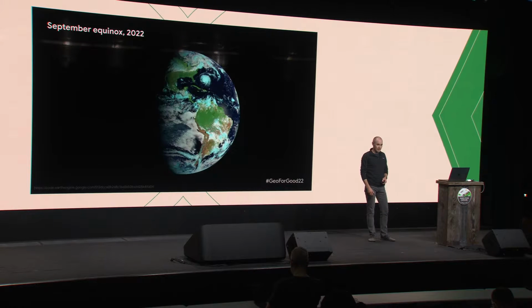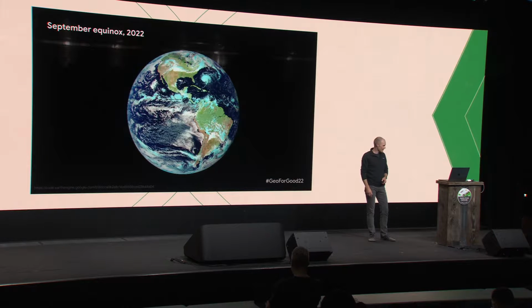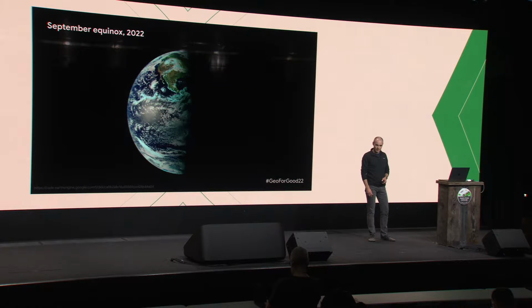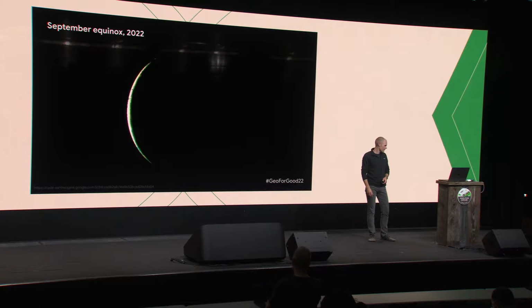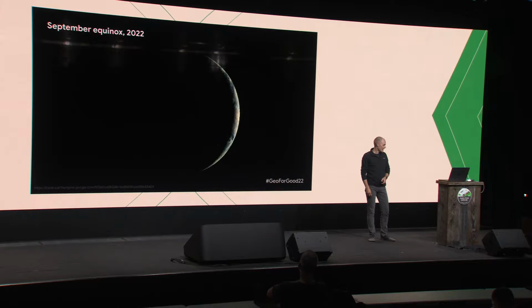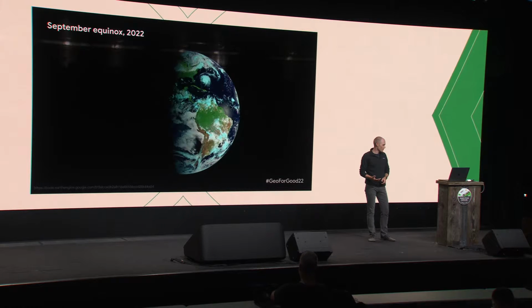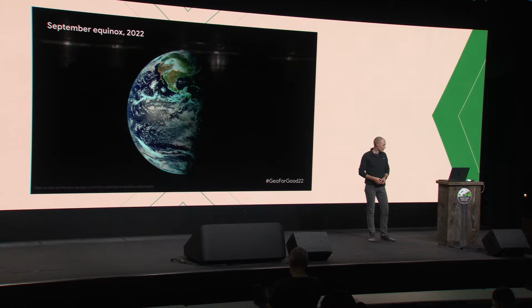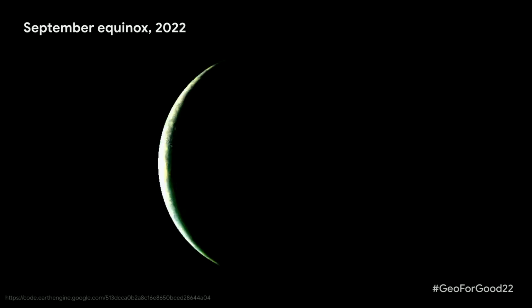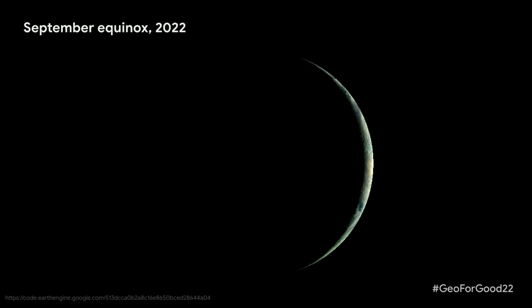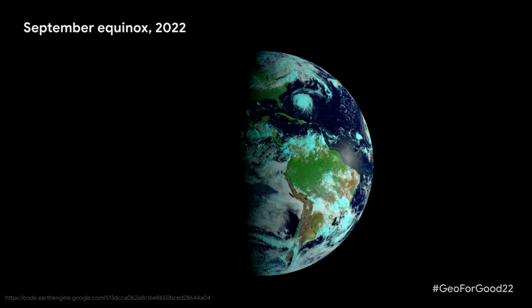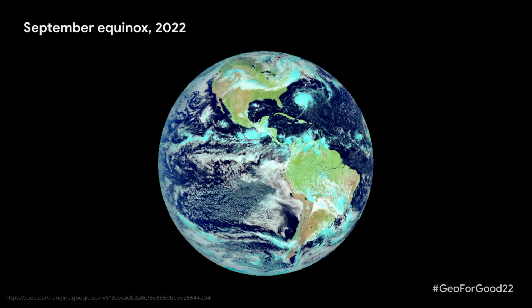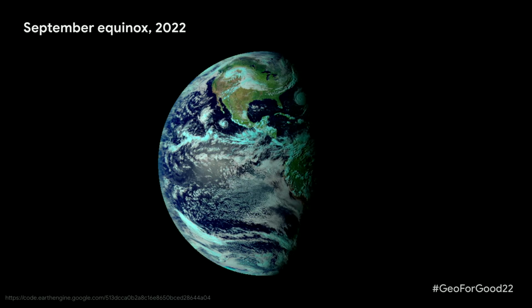So this is our spaceship Earth. This is the Equinox from just about 2 weeks ago, taken from the GOES 16 satellite. It's above Earth at about 20,000 miles in a geosynchronous orbit, so it's tracking the same location on Earth all the time. And there is so much going on in this image.